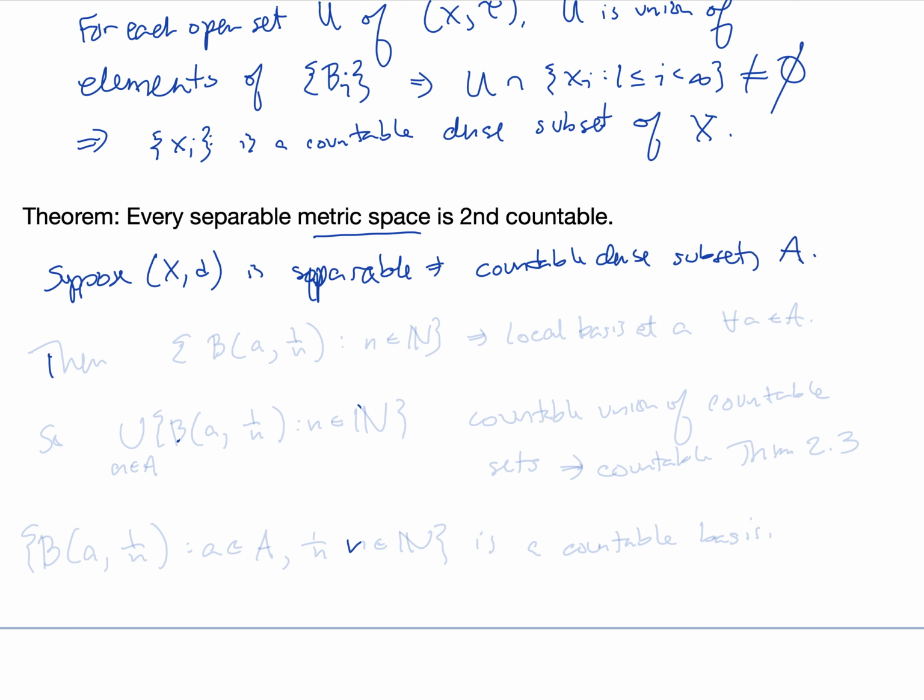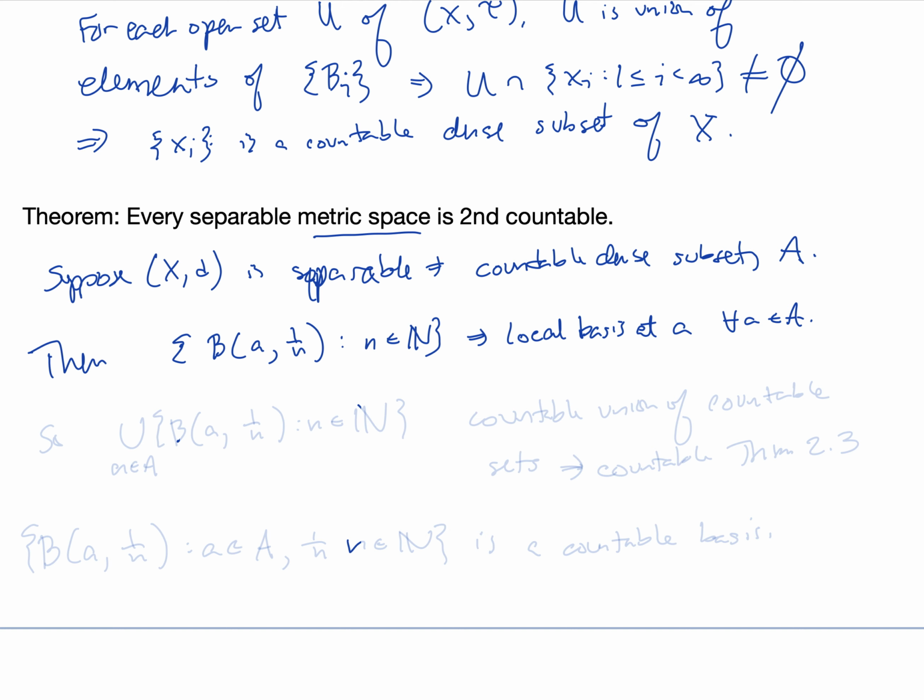So then, if we consider the ball centered at a of radius 1 over n for all n in the natural numbers, that is going to be a local basis at a for all a in A. We saw that above, that a metric space is first countable, and we can see that with this countable basis: the balls centered at that point of radius 1 over n for n in the natural numbers.